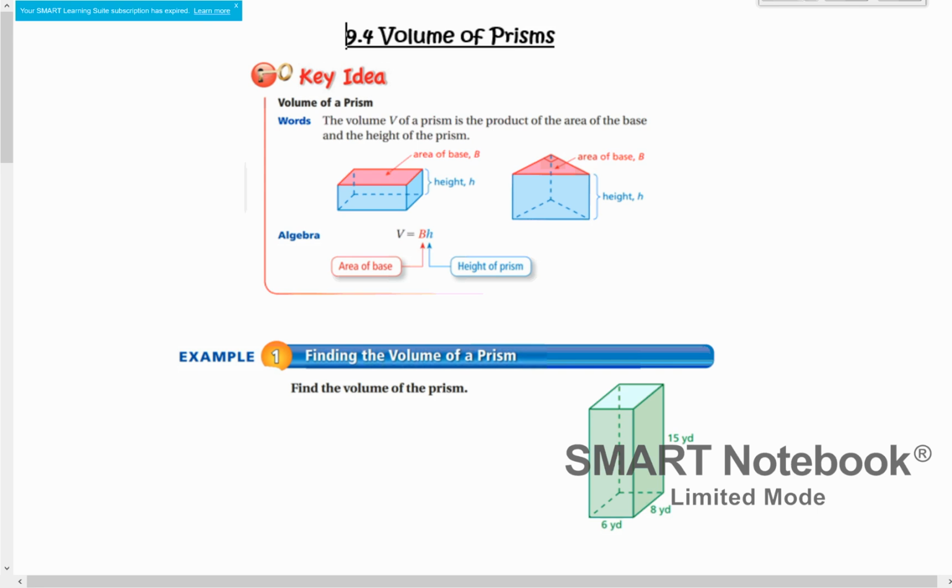So this is like how much you are filling a pool with water, how many little packing peanuts can fit into a package. It's the space inside of a 3D shape. All right, so the volume of a prism is the product. Remember, product means multiplication of the area of the base and the height of the prism.